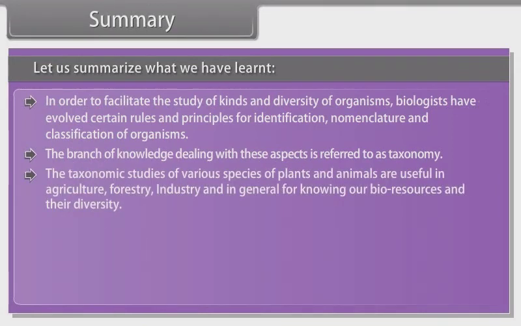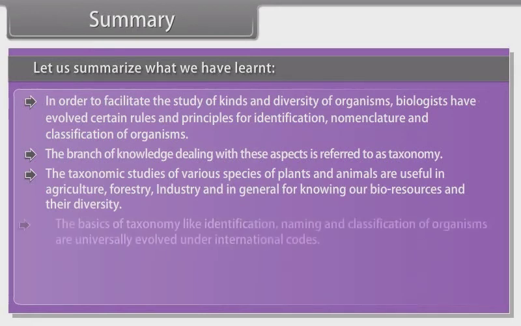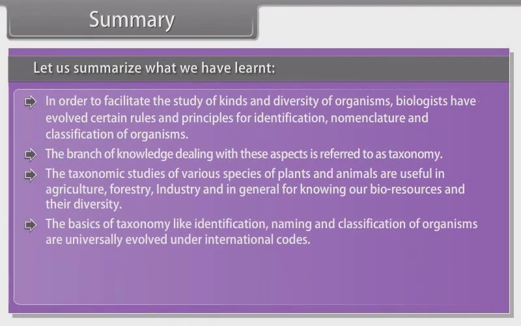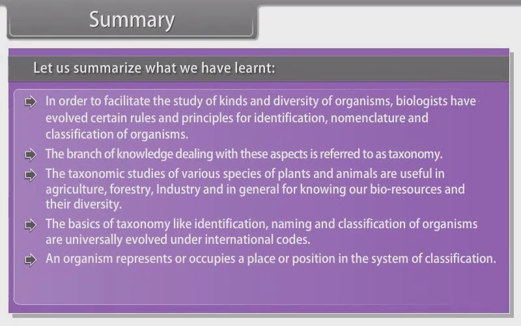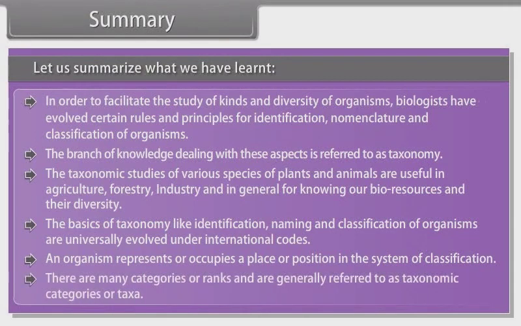The taxonomic studies of various species of plants and animals are useful in agriculture, forestry, industry, and in general for knowing our bioresources and their diversity. The basics of taxonomy, like identification, naming, and classification of organisms, are universally evolved under international codes. An organism represents or occupies a place or position in the system of classification. There are many categories or ranks and are generally referred to as taxonomic categories or taxa.